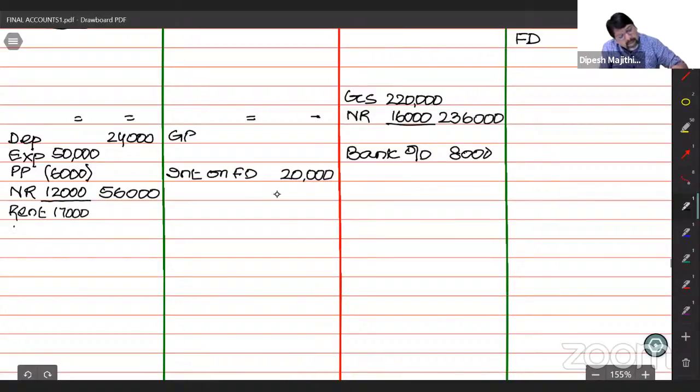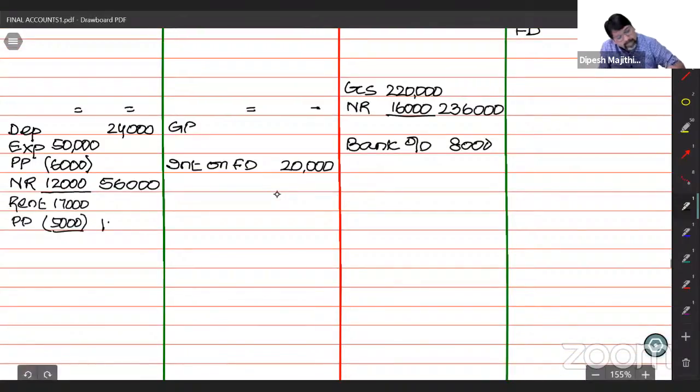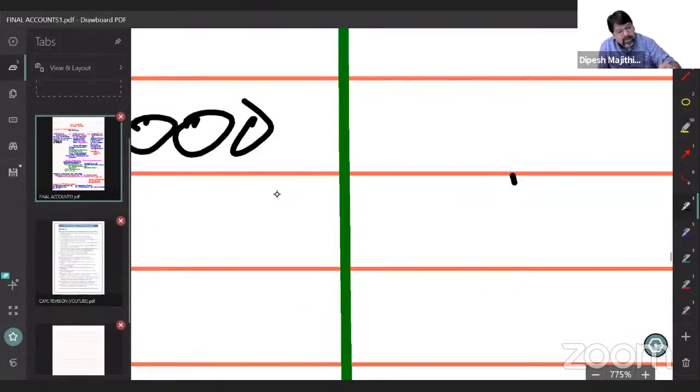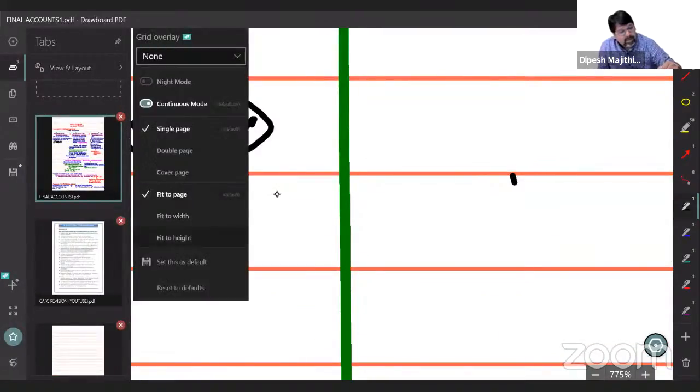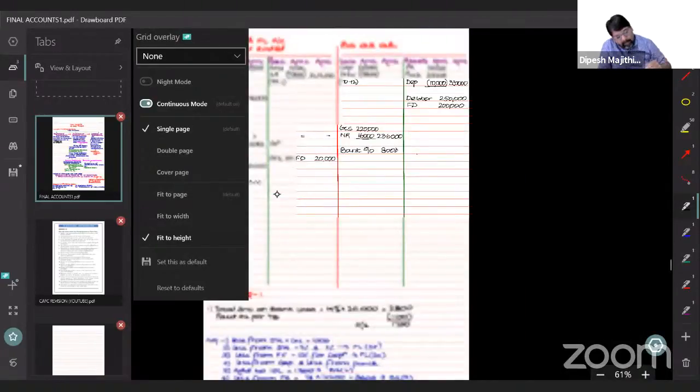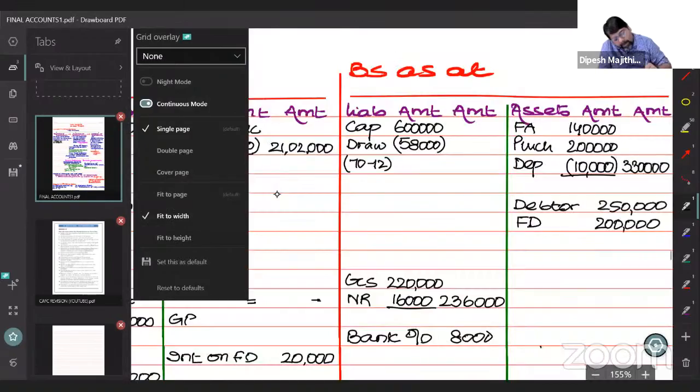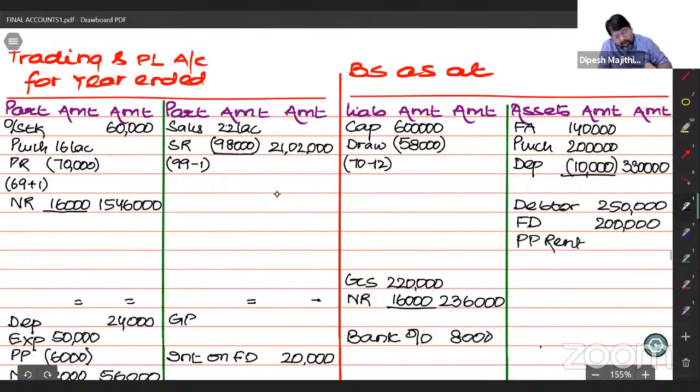17,000 is for 17 months prepaid. 5,000 outer column rent will come 12,000. And prepaid rent will come in balance sheet also. Prepaid rent. How much? 5,000. Correct? Thereafter, investment will come in asset.